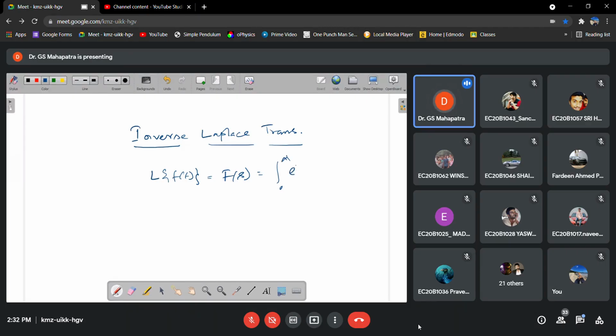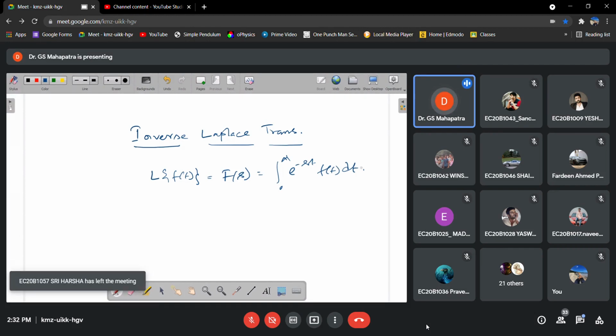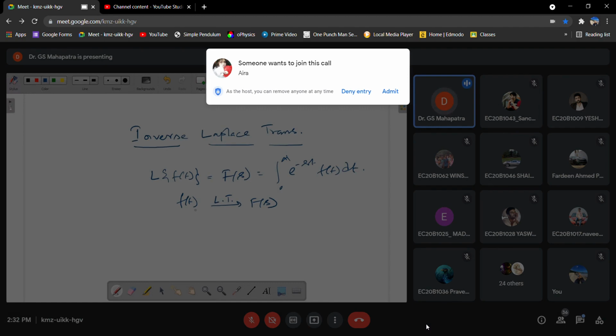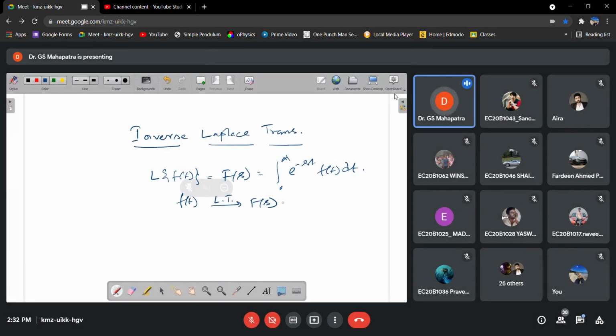...to infinity, e to the power minus st, f of t dt. This one we have already studied as the Laplace transform. Now f of t is transferred to F of s by the Laplace transform. But our given problem, in terms of s, is an algebraic function, and we need the solution in terms of f of t.